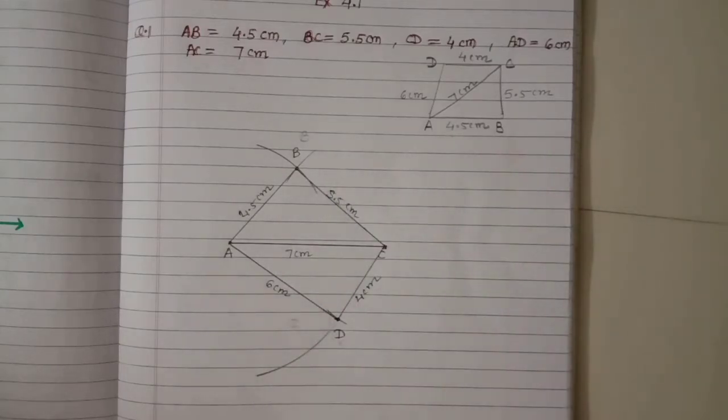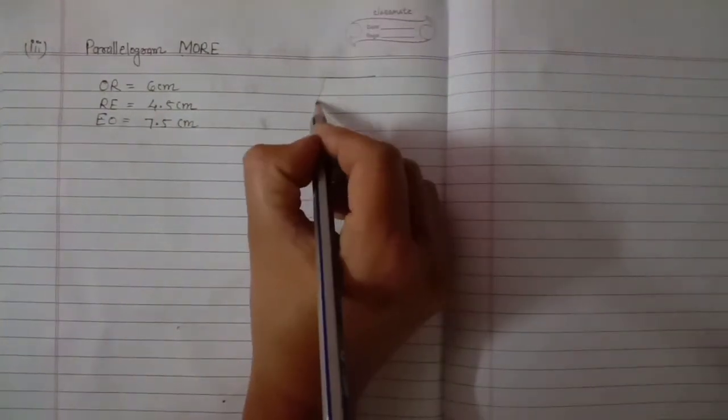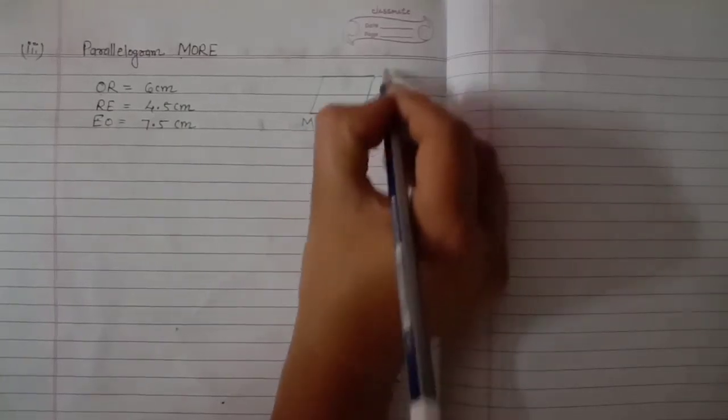Similarly, we will solve other questions. The second question you have to solve on your own, similarly, according to question number 1. Question number 3 is: now you have to draw a parallelogram MORE in which OR equals 6 centimeter, RE equals 4.5 centimeter and EO equals 7.5 centimeter. So parallelogram, as we know, yes, this one is a rough diagram of a parallelogram. Label this MORE.